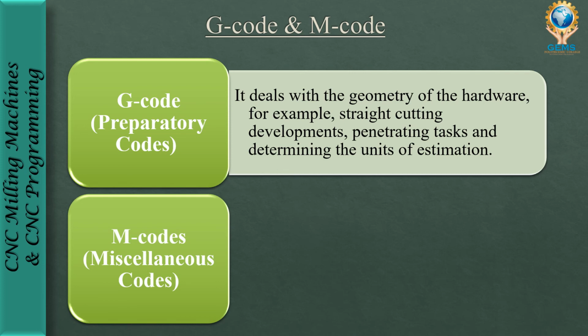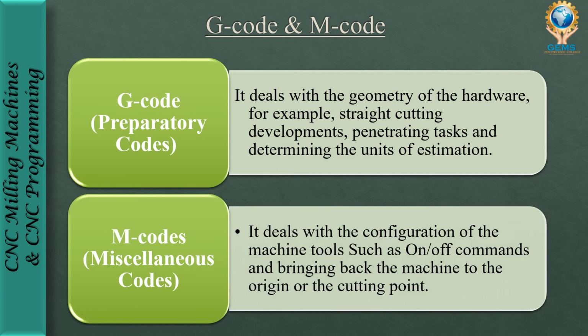The second one is the M codes, the miscellaneous codes. M codes deal with the configuration of the machine tool, such as on or off commands and bringing the machine back to the origin or the cutting point. The difference between G codes and M codes is that G codes perform the machining operations, and M codes handle the tool conditions, the tool movement, tool operations and other miscellaneous operations.